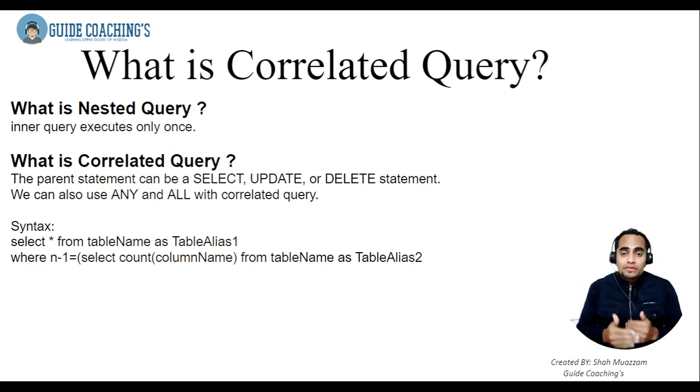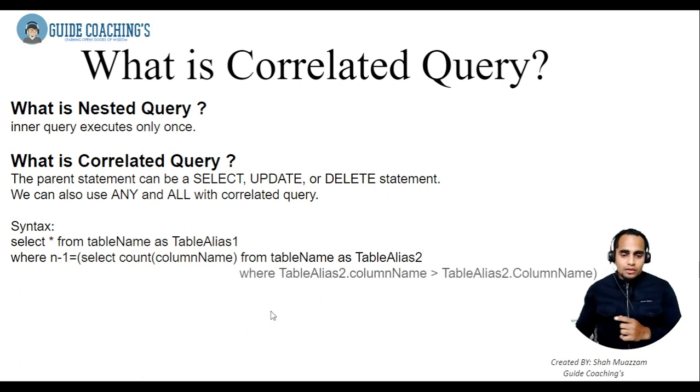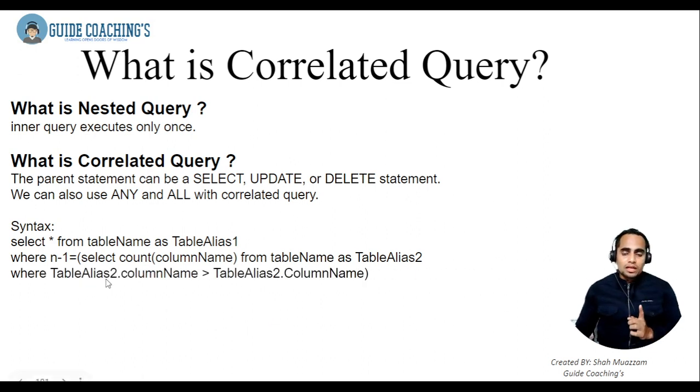Or else we can use it vice versa, to find out who got the least marks in that particular class. So this is how we write. Then we will write one more condition where table alias 2 dot column name is greater than table alias 2 dot column name. This is nothing but the second alias which is going to be used. Then we are using the column name with the greater than or less than sign. That is how we are going to use it.